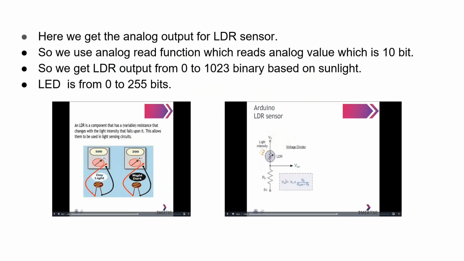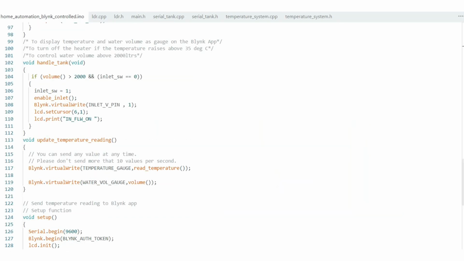And now we have the analog output of the LDR sensor. Sorry, the LDR will produce an analog output value. We use the analogRead function, which reads the analog value, and for the LDR it is a 10-bit analog value. We also know 2 power 10 is equal to 1024. So we get the LDR output from 0 to 1023 based on sunlight. And the LED can take only up to 255 bits. So here we can see our code.